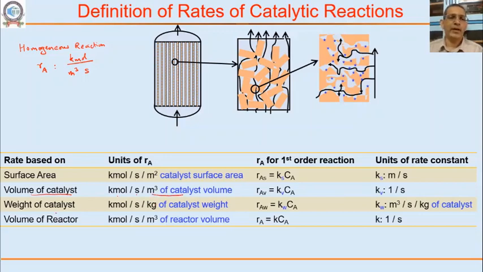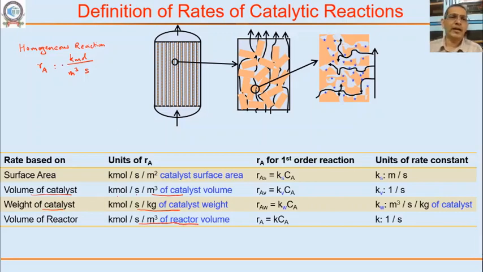Or I can define rate based on per unit weight of catalyst, because we have to buy catalyst from some catalyst supplier. So we have to tell him, I want 100 kilograms of catalyst, right? That's how they will supply to us. So rate I could define as kilomole per second per kg of catalyst weight. Or I have to put this catalyst inside a reactor. So what is important is rate of reaction per unit volume of reactor, right? So I could define rate as kilomole per second per meter cube of reactor volume.